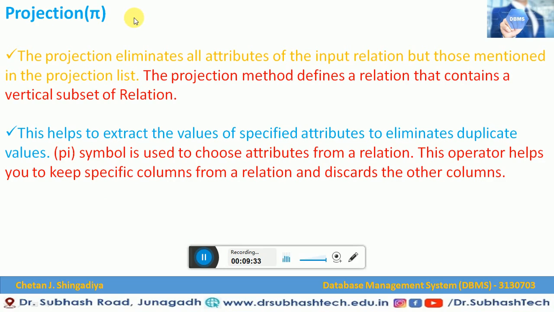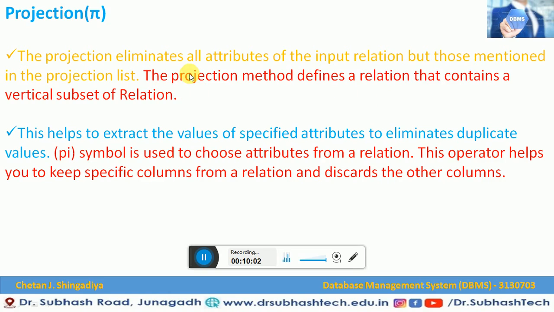Now let us talk about the projection symbol. The projection operation can be denoted by pi. This projection eliminates all the attributes of the input relation. What is that? The projection operation eliminates all the attributes of the input relation, but those mentioned in the projection list. The projection method defines a relation that contains a vertical subset of a relation.